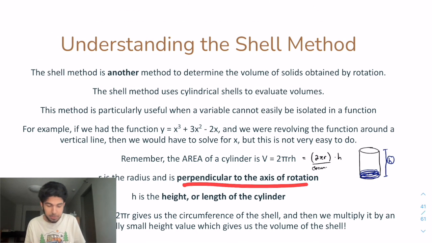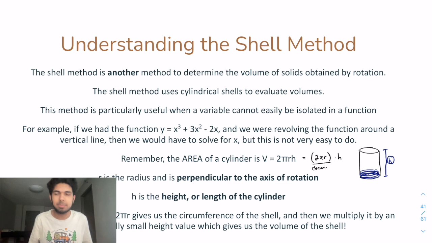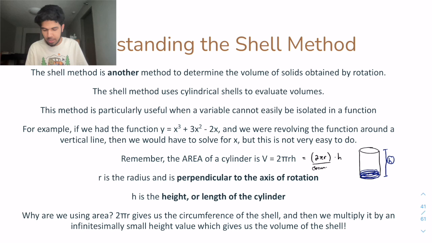r is the radius perpendicular to the axis of rotation, so that'll make some sense once we get into some of the problems. h is the height or length of the cylinder, so we can use those terms interchangeably. And why are we using the area? Well, 2 pi r gives us the circumference of the shell, and then we multiply it by an infinitesimally small height value, which will give us the volume of the shell. So this is exactly what I explained over here: 2 pi r for the circumference, and if we're finding the volume of a very thin cylinder, we just multiply it by that very thin height, which will give us a volume.